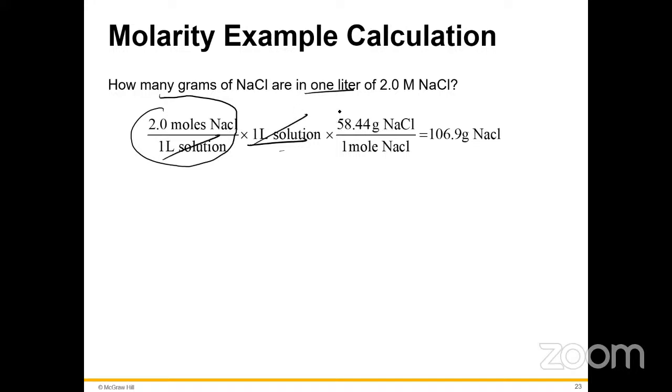And then in the next step, you're going to multiply the mole value by the molar mass. Of course, you get the molar mass by adding up all the molar masses of sodium and chlorine in that compound according to that formula. And then you do your number crunching and you end up with your answer here, which is 106.9 grams of sodium chloride. So that's a relatively simple example where you're given a molarity, you're given a volume, and you're asked to find the mass of the solute that is present.